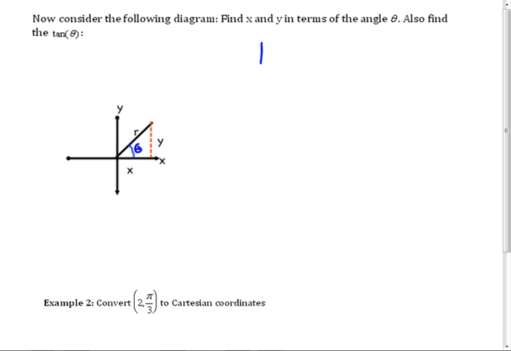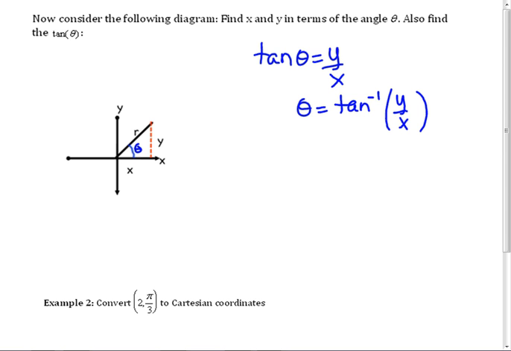The tangent of theta is what? Y over x. And so if you wanted to find the angle, it's the inverse tangent of y over x. But I want to find out what x and y are, too. So I'm going to use some trigonometry.